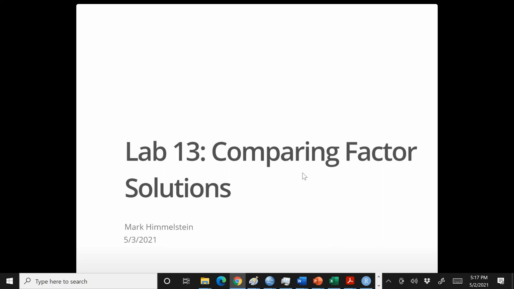So now we're going to talk about some principled ways of comparing factor solutions. And even these are a little bit messier than some of the stuff that we're used to when we do kind of statistical tests and stuff like that. They're still important to know about and know how to apply.